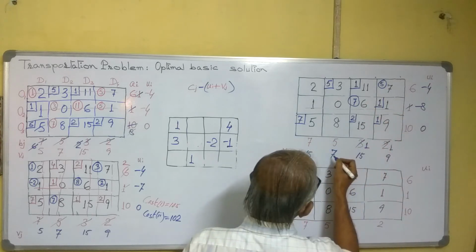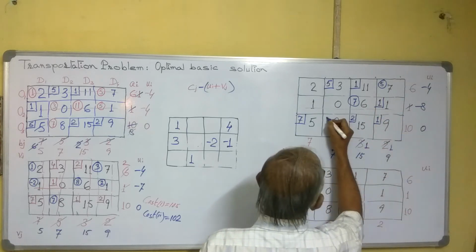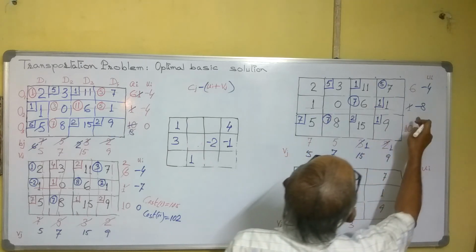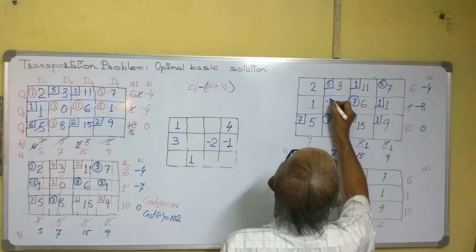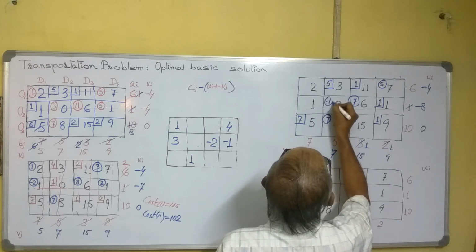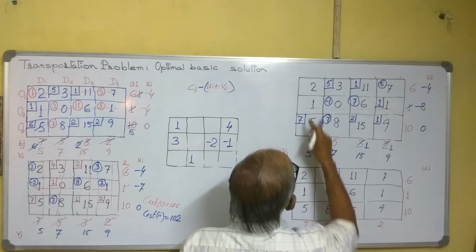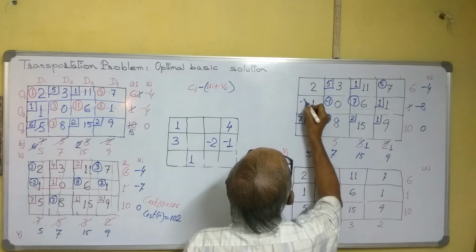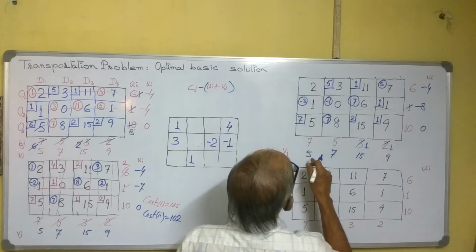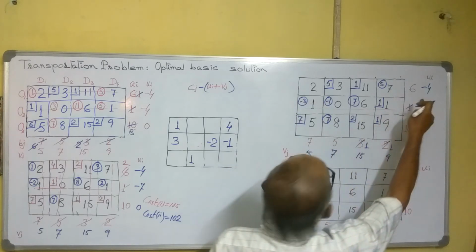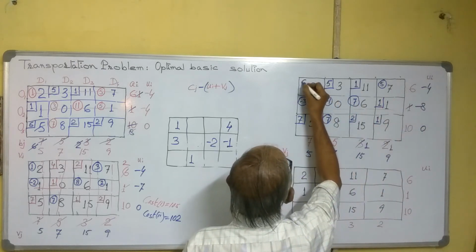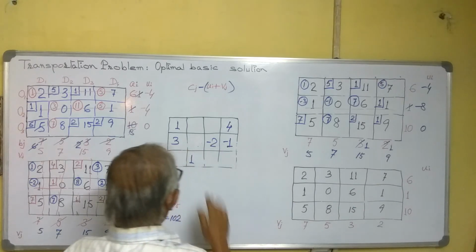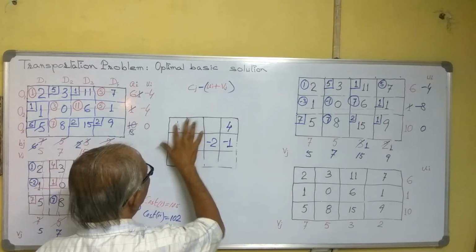This is done. Then here 7 minus 0, it will be 7. Then 7 minus 8, it will be minus 1. And here it is 5 minus 8, it will be minus 3. And here it is 5 minus 4, it is 1. So in this way, we have allotted values for all the unallotted cells.